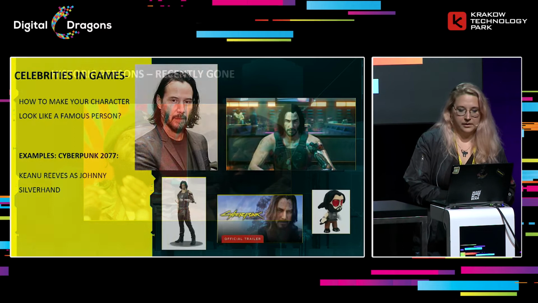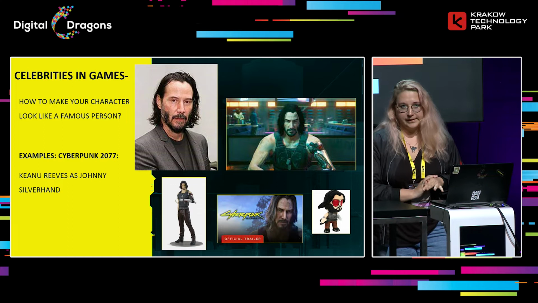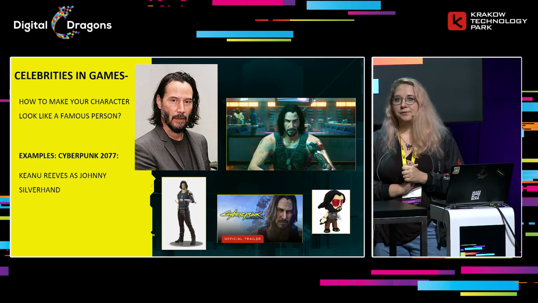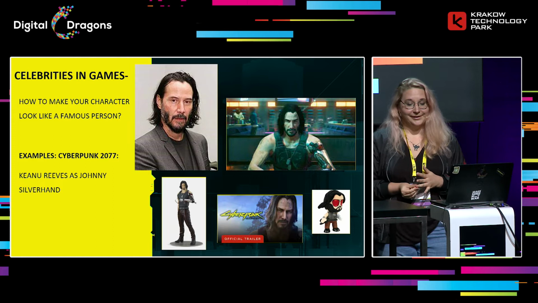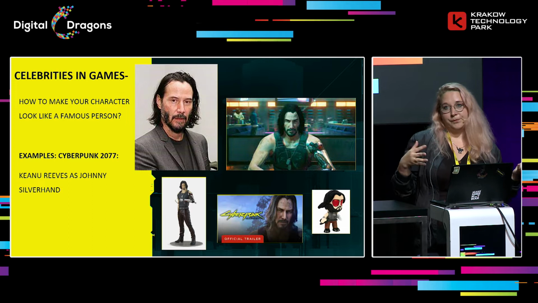Okay, so you already know how to take care of the image of people who are gone, but what if your dream is to make sure that one of the characters has the face of a famous celebrity? Unfortunately, I don't have good news here, and there are no shortcuts. Every time you want to put someone else's face image in your game, you need to obtain their consent to do so.